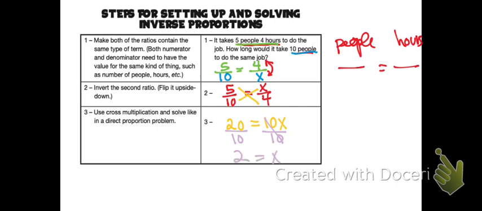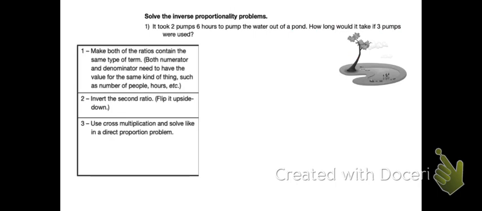Let's try another. So it says it took 2 pumps 6 hours to pump the water out of a pond. How long would it take if 3 pumps were used? So pumps and hours. So for this type of proportion, we have to have one of our ratios include the pumps, and the other ratio include the other measure, which is hours.